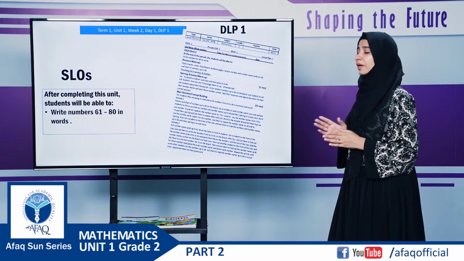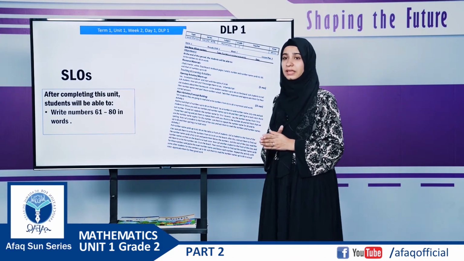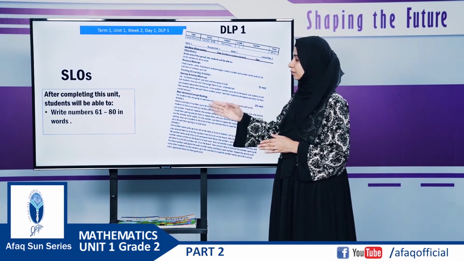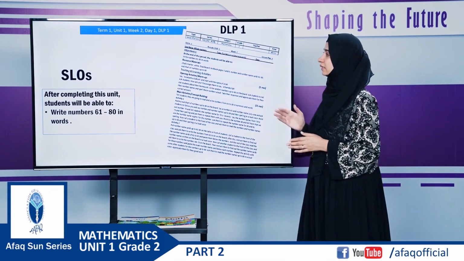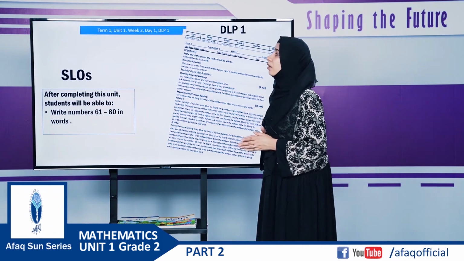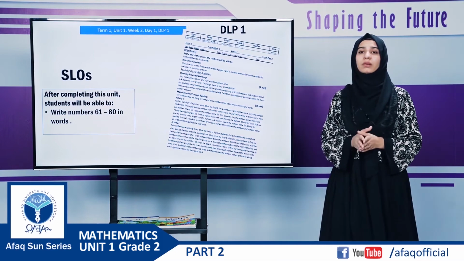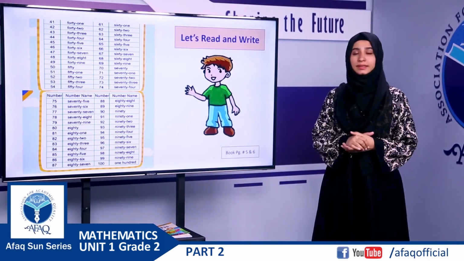In this lesson, we'll be covering only one SLO. As you know that we have done counting till number 60. Now we are going to start from number 61 and going till number 80 in words. So to cover this SLO, the methodology has been given in DLP 1 of day 1 of week 2 of unit 1 of term 1.